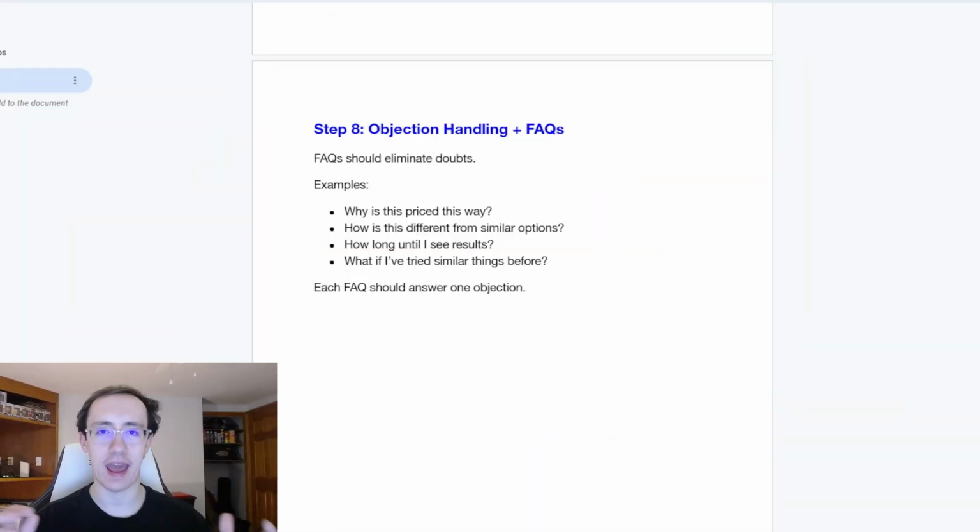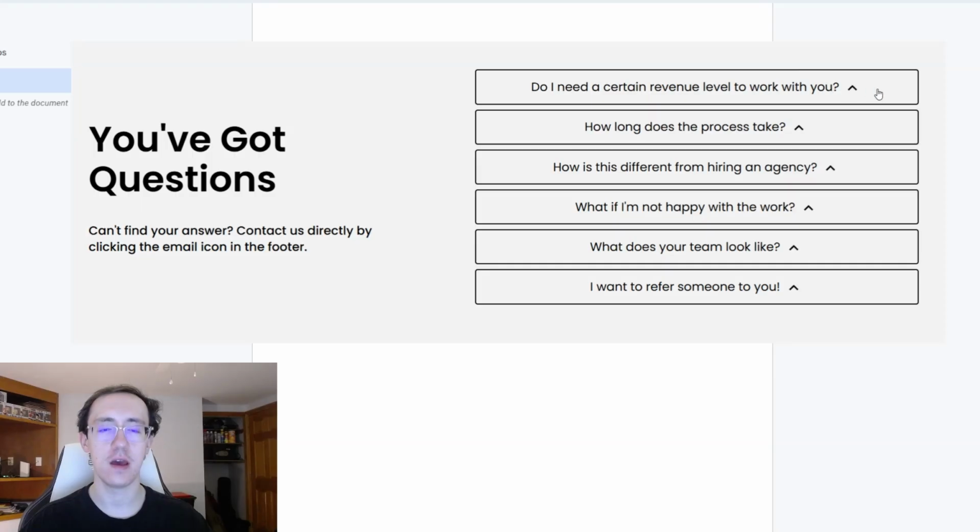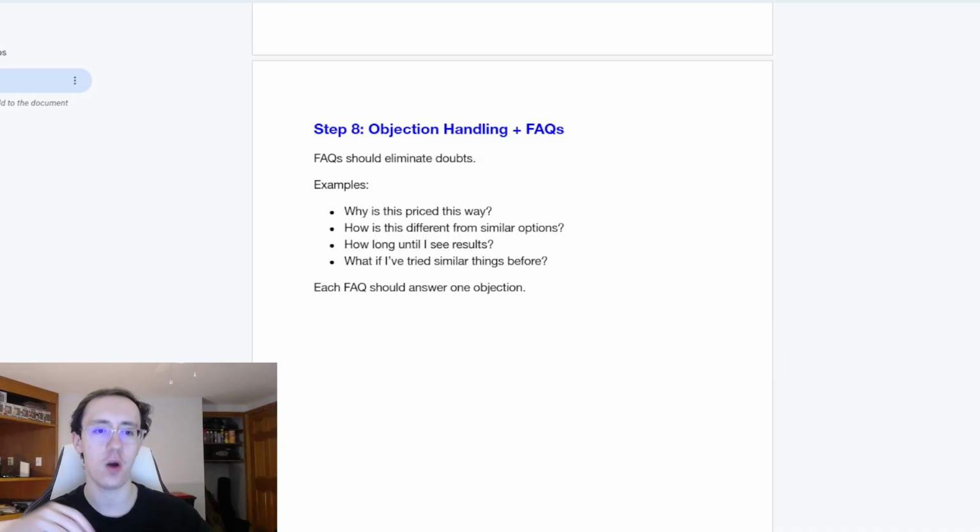Now, really simply here, we can talk about objection handling and frequently asked questions. So anytime you add a frequently asked questions section, it should only be used to eliminate doubts. So for example, you want to answer the questions of why is this product priced so high or so low? How is this different from insert similar option in your niche? How long until this person sees results? And what if they've tried something similar before? So how are you different? Every single question should answer one objection.